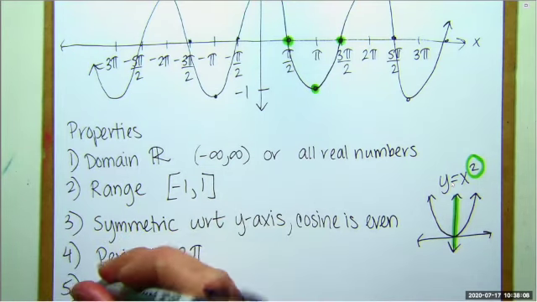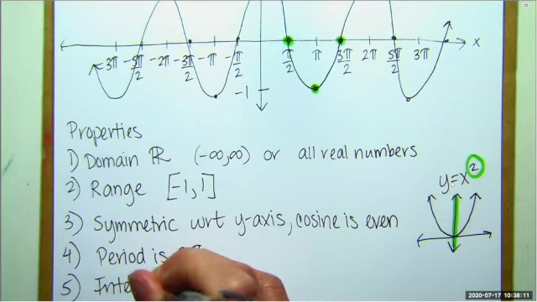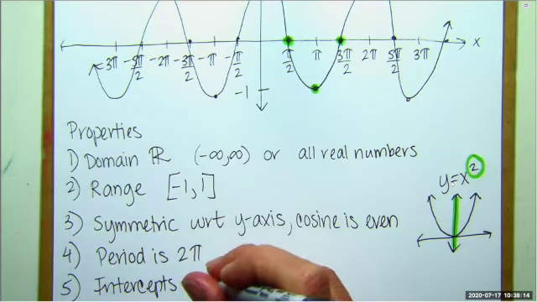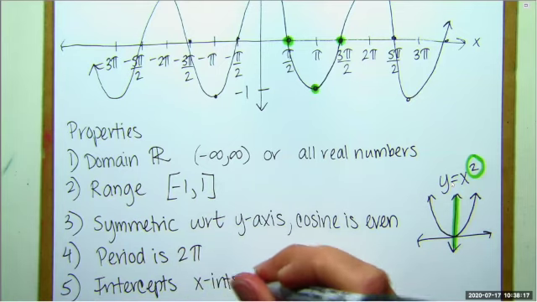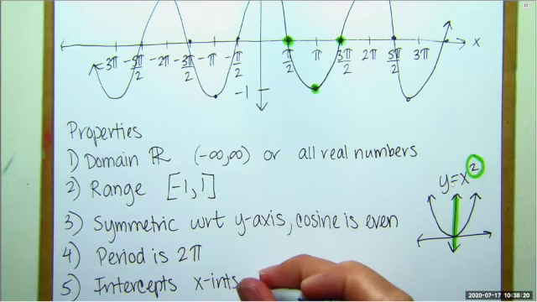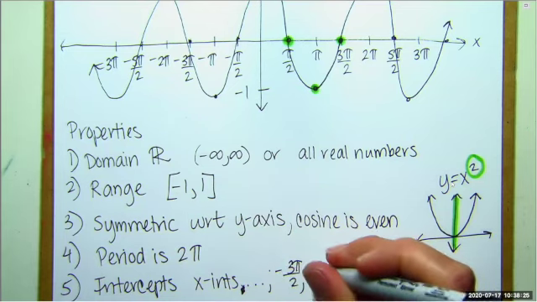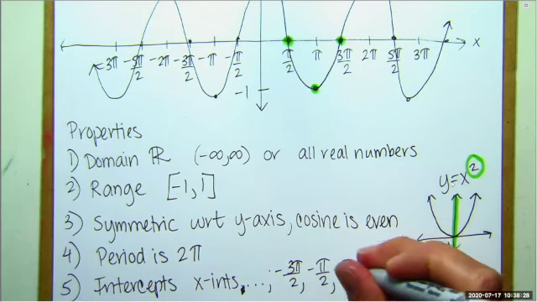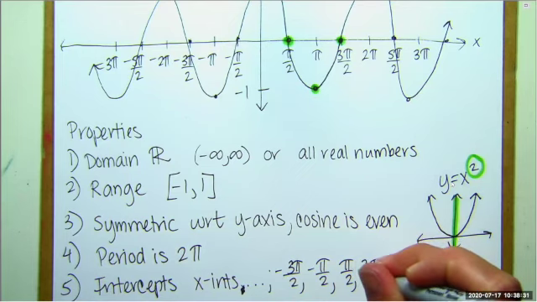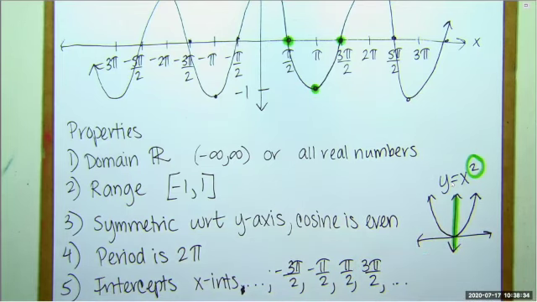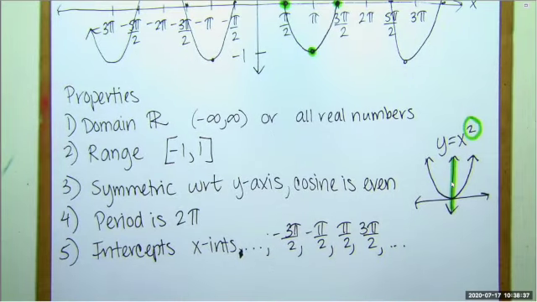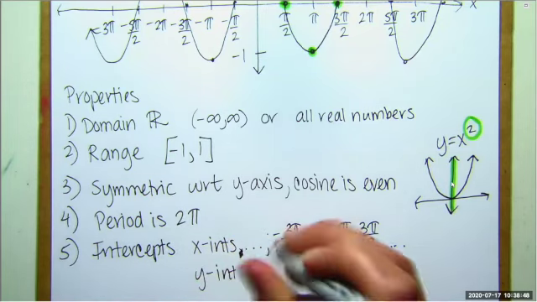And then the fifth property here is the intercepts. The x-intercepts here. Your book lists them out like this: -3 pi over 2, -pi over 2, pi over 2, 3 pi over 2, and so on. I'll never ask you to list these out on an exam, but I would say it more succinctly as every odd multiple of pi over 2. So the x-intercepts are odd multiples of pi over 2. The y-intercept we can see from the graph is 1.